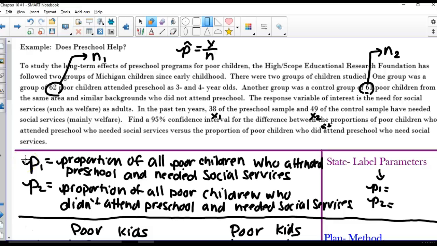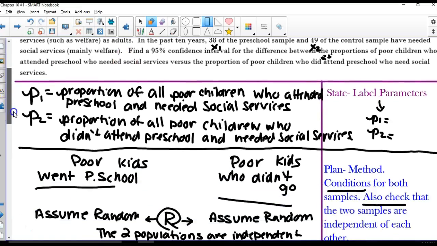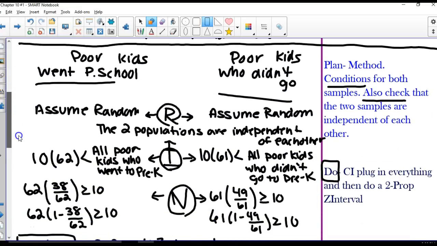If you look over here, P1, we labeled the kids who attended preschool and needed social services. P2 were the kids who didn't attend preschool and needed social services. The first part of the state plan do conclude, for state, we label our parameters. If you cruise down here, next, we looked at this, and this is a little bit of a pain. The plan part.